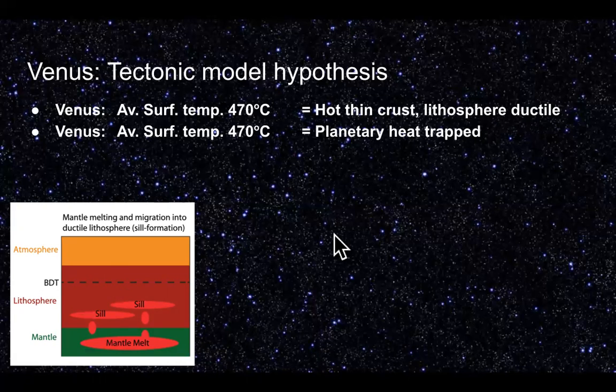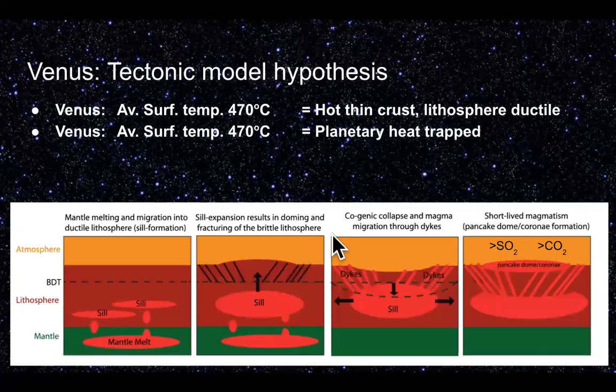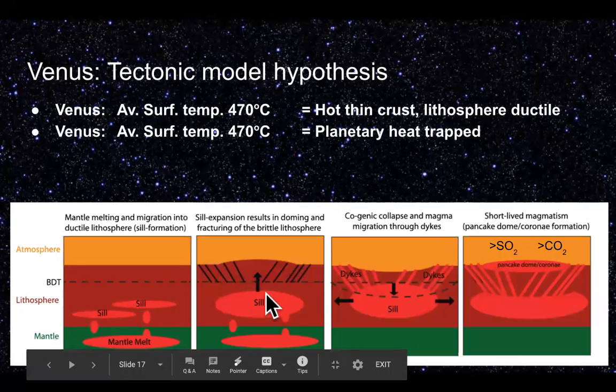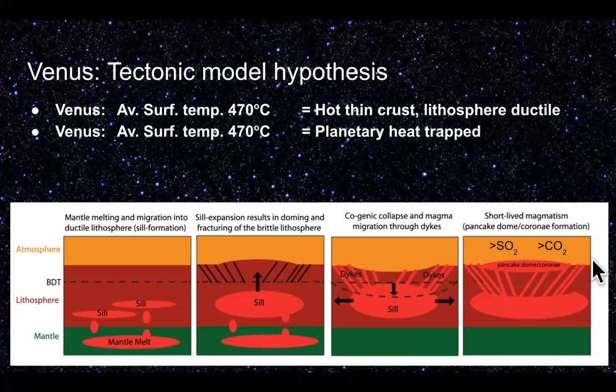What then happens is that the cells merge and expand laterally. Eventually, they cause the thin crust to upwell and fracture. The magma intrudes into the dikes and ponds. As you see here, you end up with a pancake dome, which is a corona. And of course, with any volcanic eruption, you get sulfur dioxide and carbon dioxide gassed out.